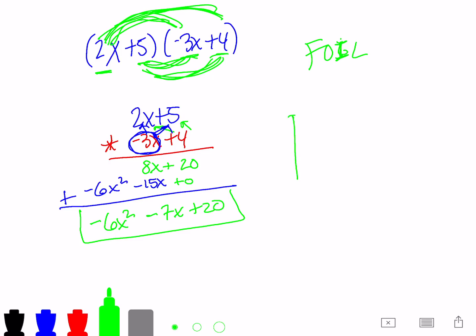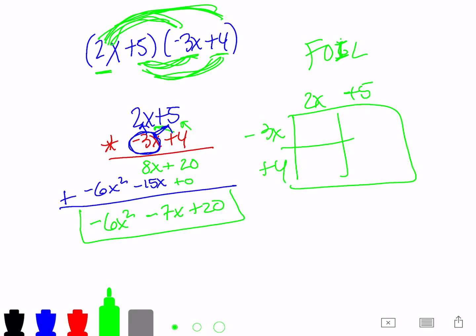Or you could set it up as a box. So we do 2x plus 5 and negative 3x plus 4, and then we multiply in each one. Again, it doesn't matter which goes across the top and which goes down the bottom because multiplication is commutative. So again, that won't make a difference. And then you combine your like terms. So all of those get you to the same spot. I just need you to be able to do one of them. I don't care which way it is.